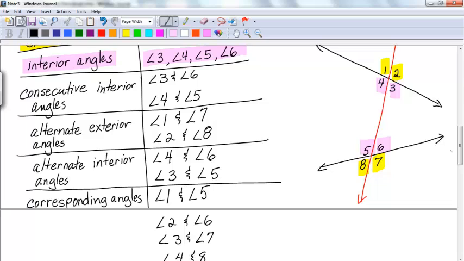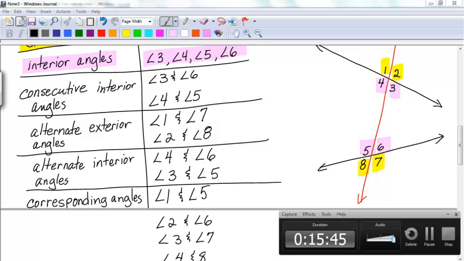Now, you may need to study that a little bit. You've got to learn which types of angles, what their names are. So if I draw a picture similar to that, you ought to be able to label all the different pairs and know which ones they are. That finishes up the notes on 3-1.